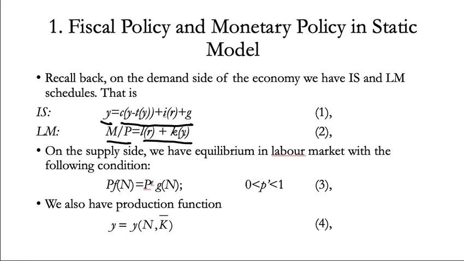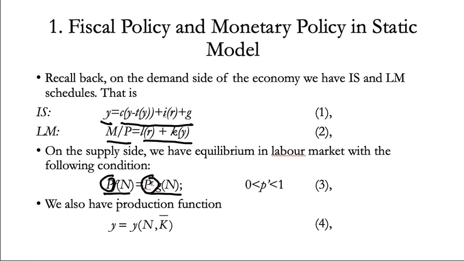On the supply side, we have two different things. The first one is the labor market and the second one is the production function. If you see expression 3 here, it shows you equilibrium in the labor market. On the left-hand side, we have nominal labor demand. On the right-hand side, we have nominal labor supply. As you can see here, labor demand is attached to actual price. Labor supply is attached to expected price.